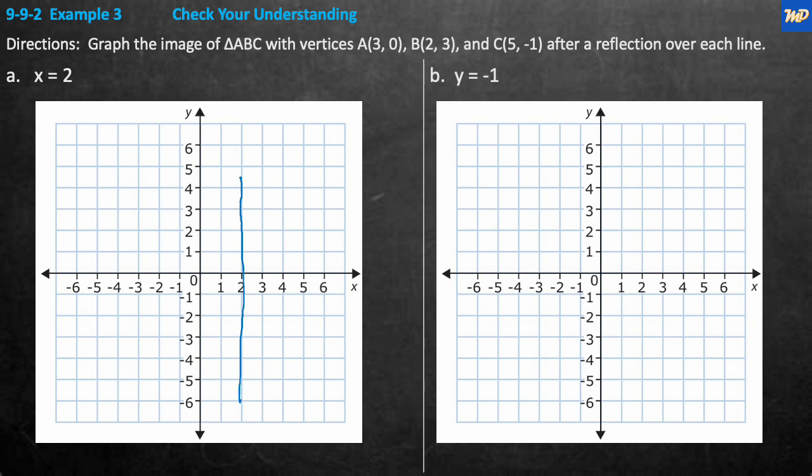X equals 2. Okay, and we start off with A. Point A is at 3, 0. That's right here: X is 3, Y is 0. This is A. B is 2, 3. So 2, 1, 2, 3. Here's B. And C is 5, negative 1. So C is 1, 2, 3, 4, 5, negative 1 right here.